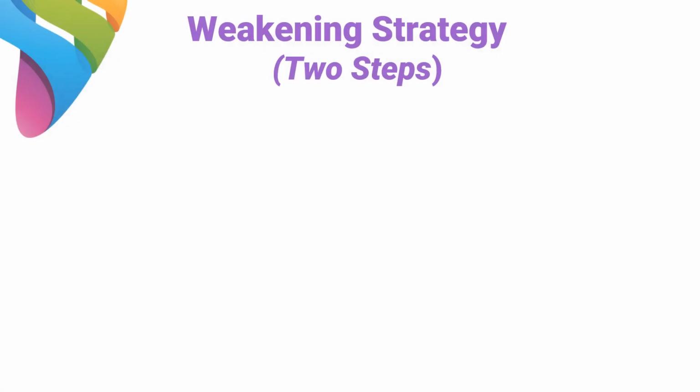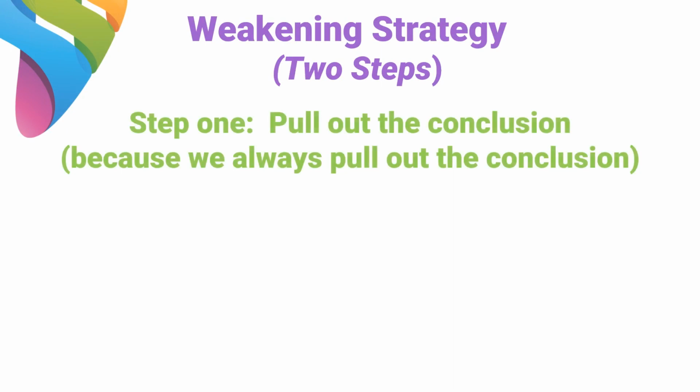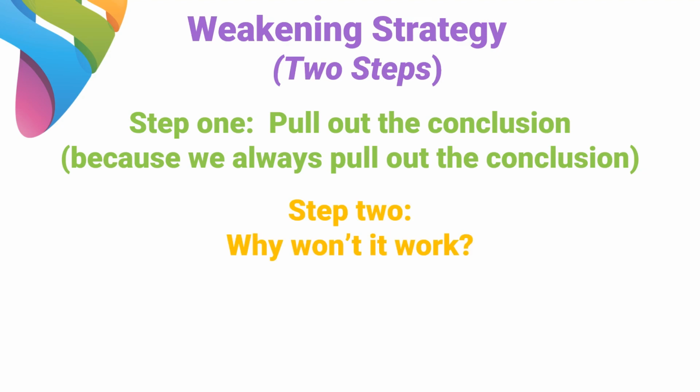Okay, let's get on to those weakening questions. There are two steps to nail any weakening question. First, pull out the conclusion, because we always pull out the conclusion. And remember, you can think about the conclusion as what will happen, or a prediction, or a recommendation. Second, ask yourself, why won't this work?